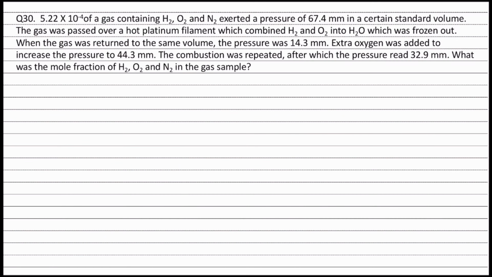The gas was passed over a hot platinum filament which combined hydrogen and oxygen into H2O, which was frozen out. When the gas was returned to the same volume, the pressure was 14.3 mm. Extra oxygen was added to increase the pressure to 44.3 mm. The combustion was repeated, after which the pressure read 32.9 mm. What was the mole fraction of hydrogen, oxygen and nitrogen in the gas sample?